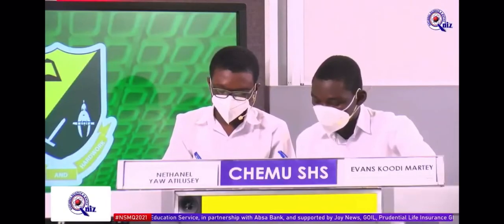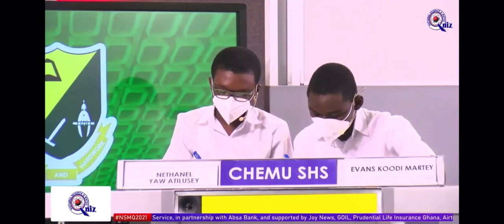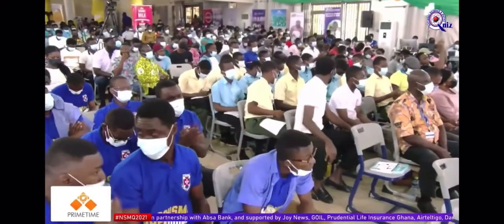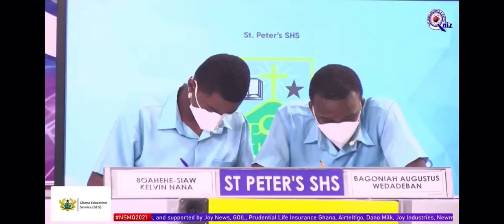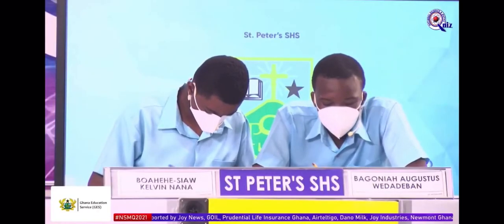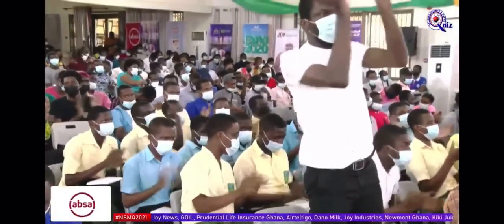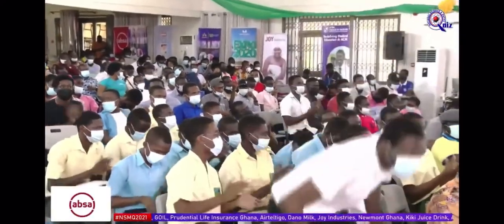At the end of the first round, Chemu Senior High School has 8 points. St. Peters Senior High School has 12 points. Presbyterian Boys Secondary School has 24 points.